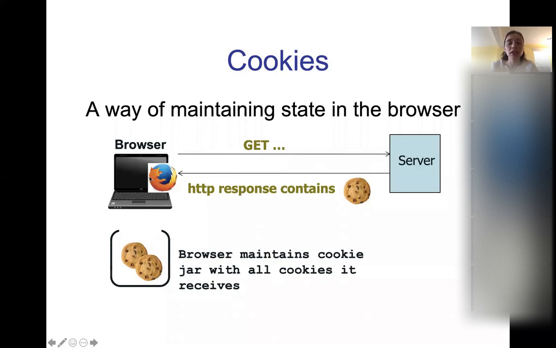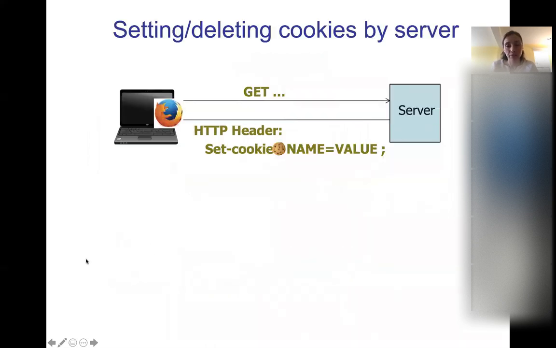Now the browser is going to maintain and store these cookies in something called a cookie jar. And it keeps here all the cookies it receives until they expire. When they expire, it throws them away from the cookie jar. So we'll see that each cookie has a field for the expiration time.